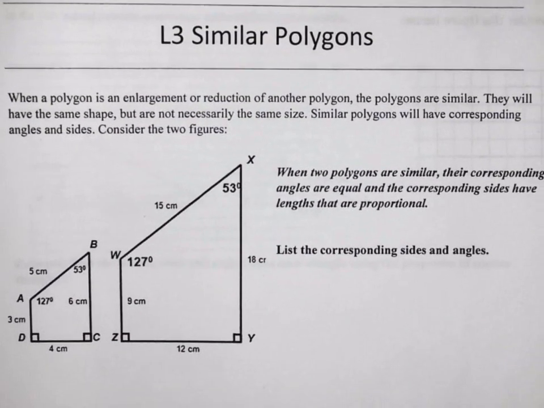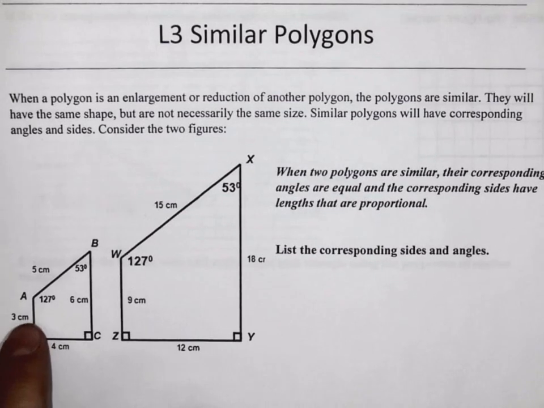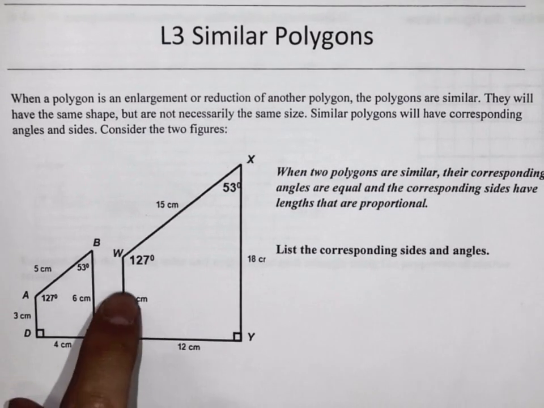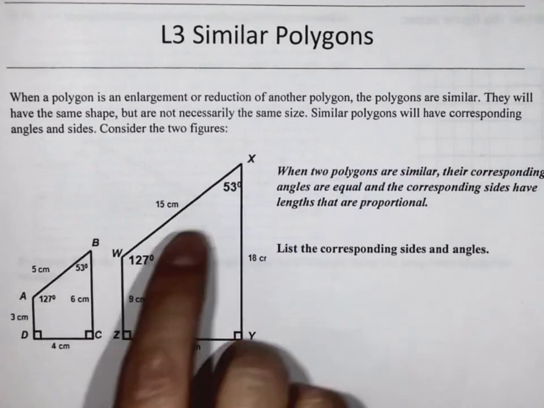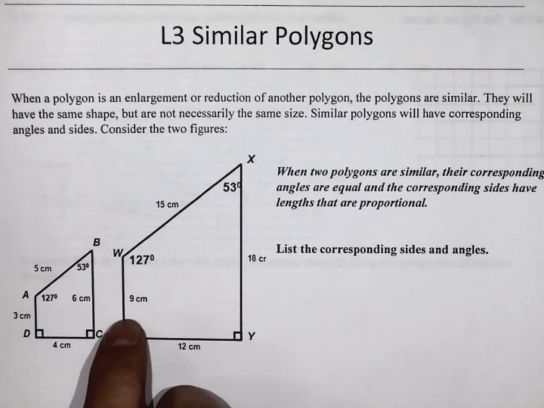All right. Okay, similar polygons. So when a polygon is an enlargement or reduction of another polygon, we say that they're similar. And the reason why they're similar is that they will increase by the same amount on all the sides. That's how you know the corresponding sides increase.